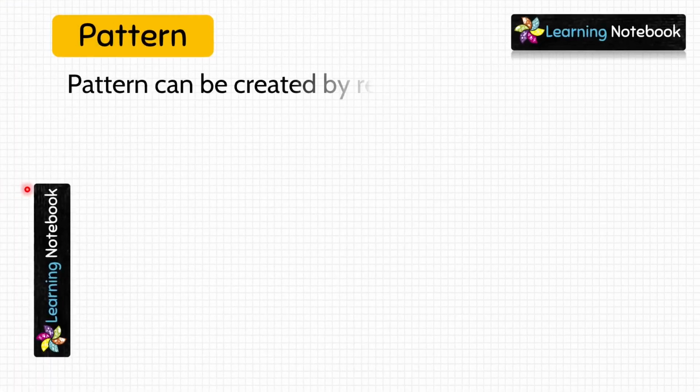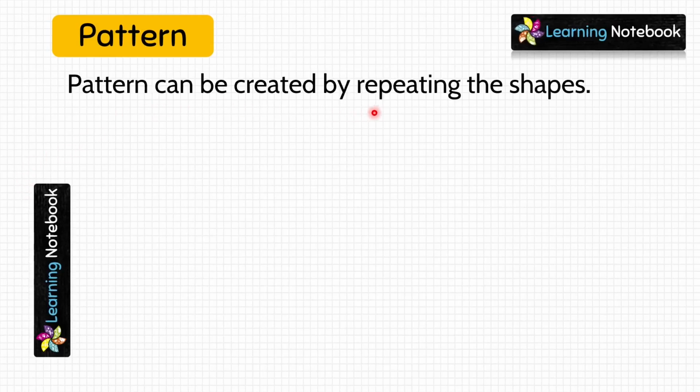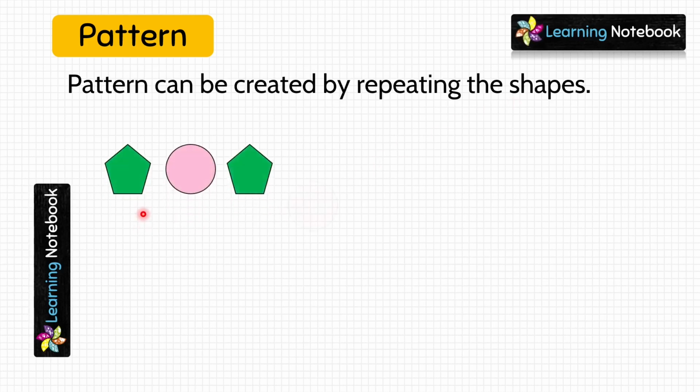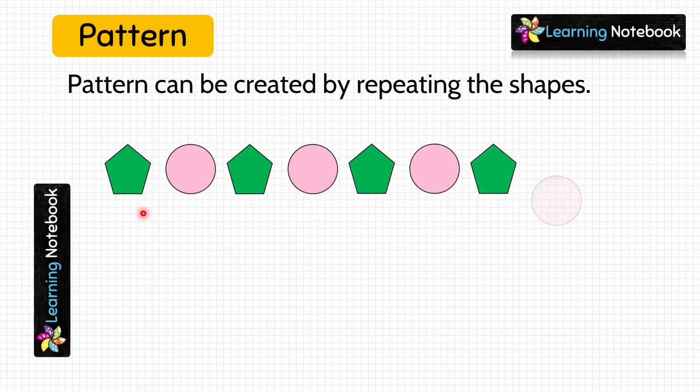Students, a pattern can also be created by repeating shapes. For example, see here. This is a pattern created by repeating shapes. First, there is one pentagon, then one circle, then again one pentagon and then again a circle. So here, the pattern is created by repeating a pentagon and a circle.